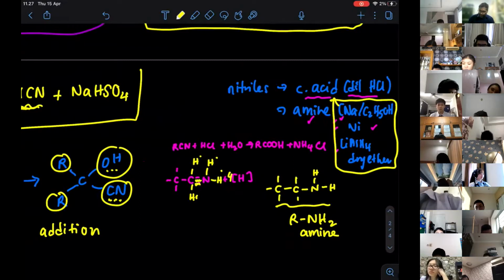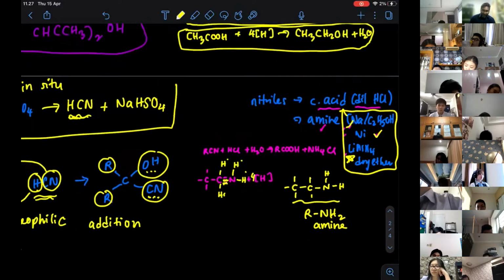Students, most of them, they remember this because it's very popular. Okay, LiAlH4 and dry ether. But do remember, you can use nickel. You can also use sodium in ethanol. Okay, extra, yeah, but it's not just simply extra. It is actually found in your textbook in this chapter. You must know.